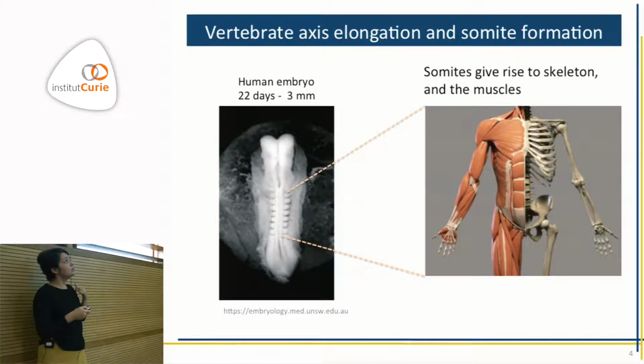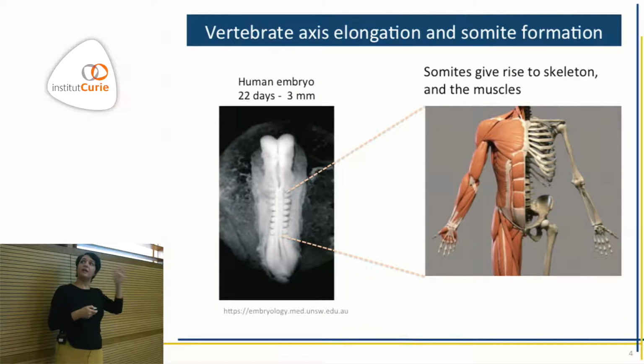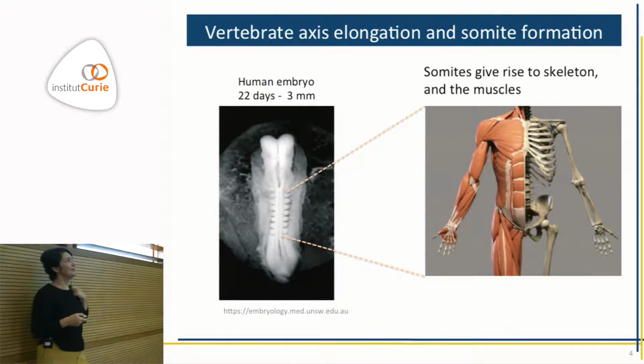Basically, the formation of these packs of cells that you see quite separated from each other in a very regular manner. These somites are the precursors of what will later become your skeleton, your bones, and your muscles, as I have shown here.